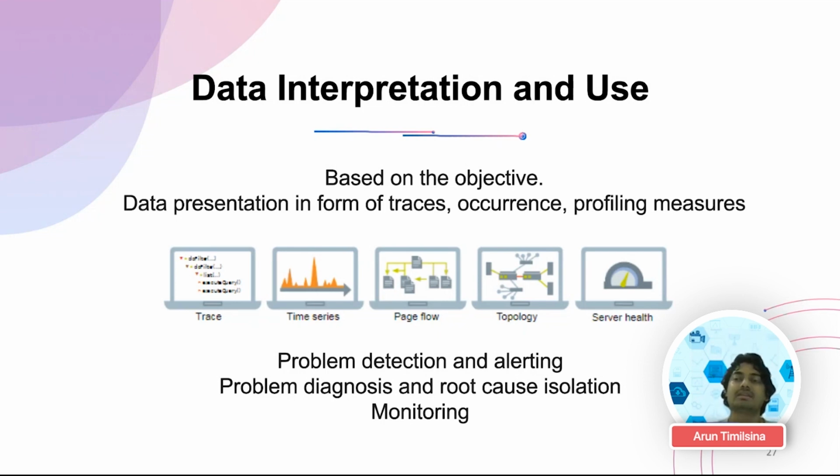We can analyze this, and this can be used for problem detection and alerting, problem diagnosis, and root cause isolation. That means we are going to pinpoint which particular method can be a problem, or which is inefficient code, and how those things can be tackled on the basis of the metrics that we had previously discussed, like memory allocation, deallocation, CPU usage time, IO activity, database queries, and other things.